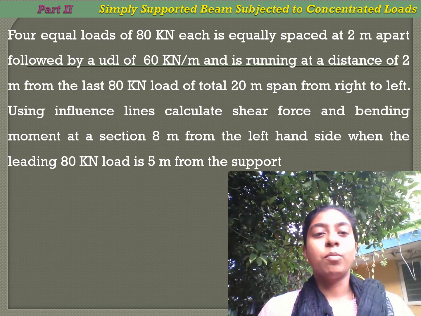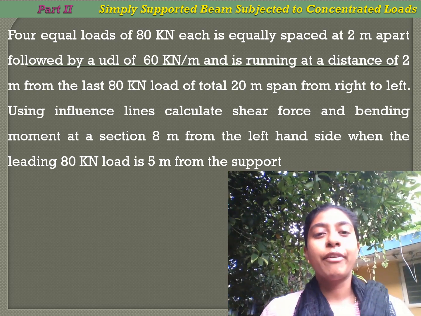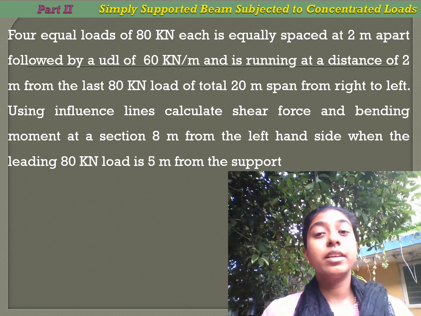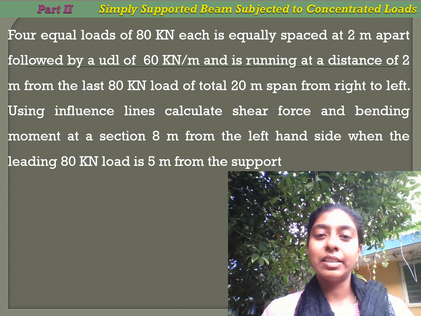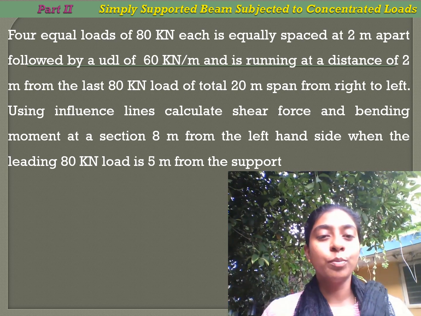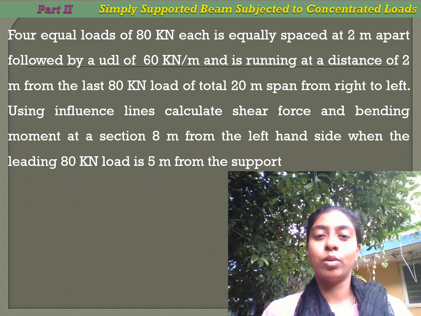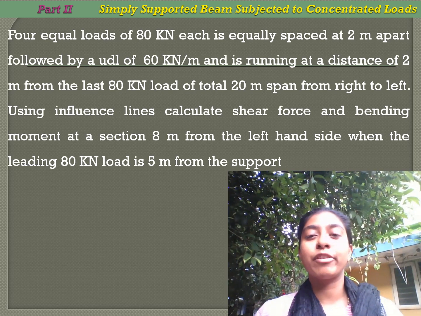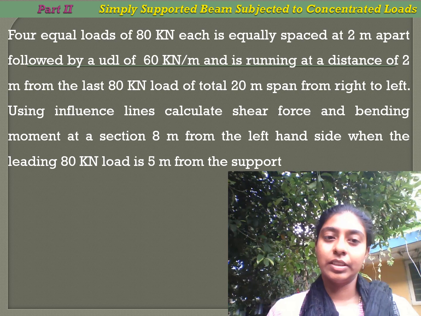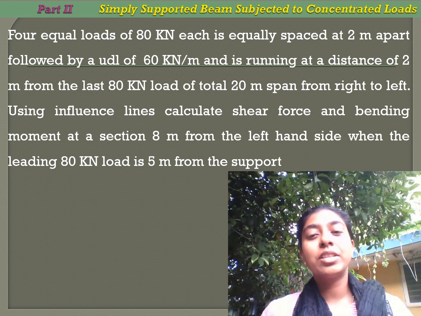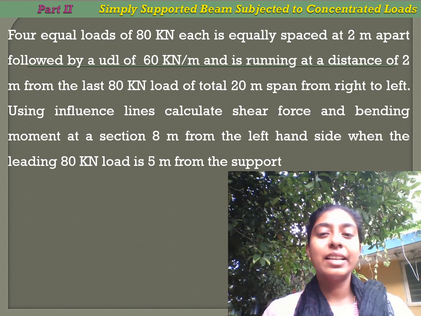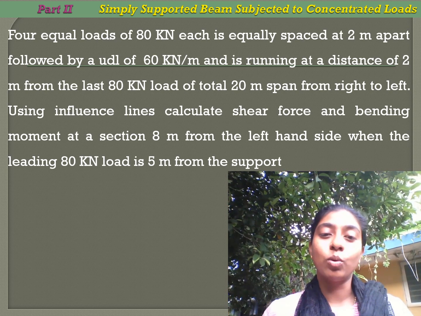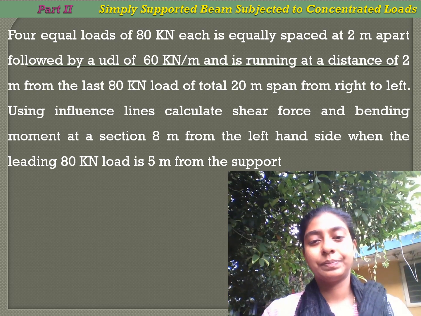This is our given problem. 4 equal loads of 80 kN each are spaced equally at 2 meter apart, followed by an UDL of 60 kN per meter running at a distance of 2 meter from the last 80 kN load, on a total span of 20 meter, moving from right to left. Using influence lines, calculate shear force and bending moment at a section 8 meter from the left hand side when the leading 80 kN load is 5 meter from the support.